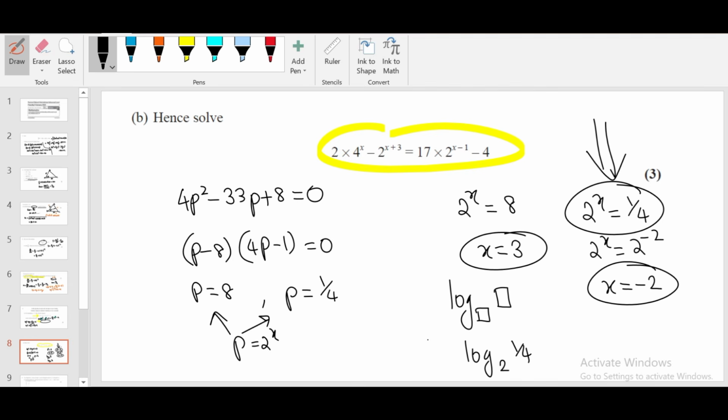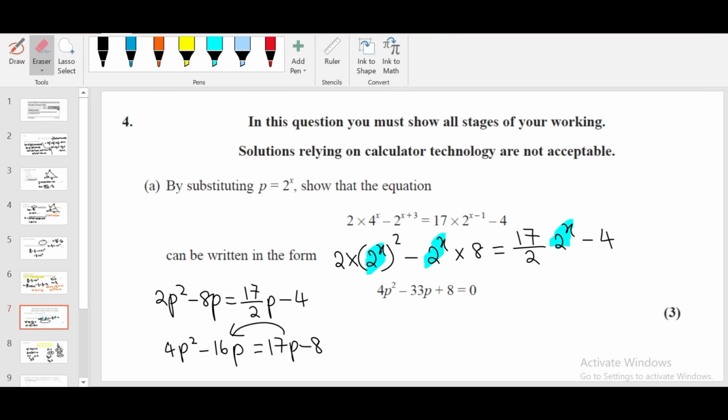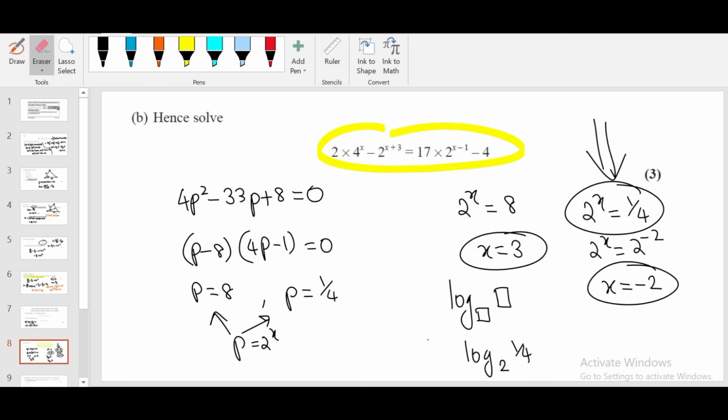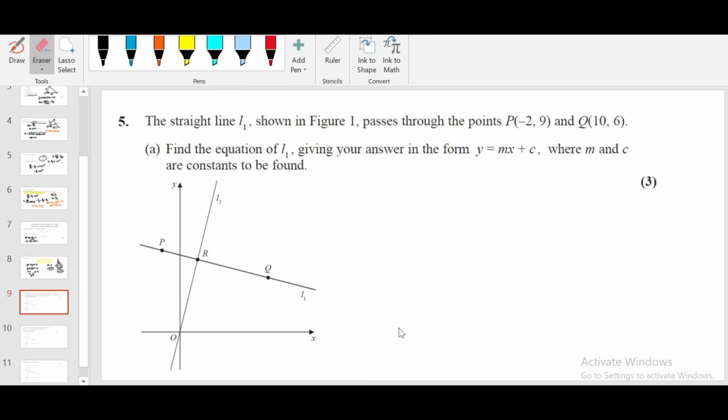But whenever you get values like this, always go back to the question and check whether they mention anything about x, whether x is positive or anything like that. Nothing is mentioned in the question, so both are correct values. Let's look at question number 5 now.